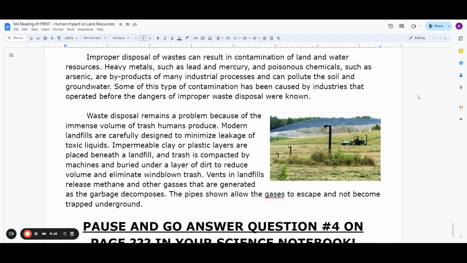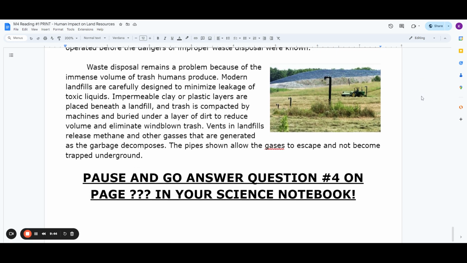Improper disposal of wastes can result in contamination of land and water resources. Heavy metals such as lead and mercury and poisonous chemicals such as arsenic are byproducts of many industrial processes and can pollute the soil and groundwater. Some of this type of contamination has been caused by industries that operated before the dangers of improper waste disposal were known. Waste disposal remains a problem because of the immense volume of trash humans produce.